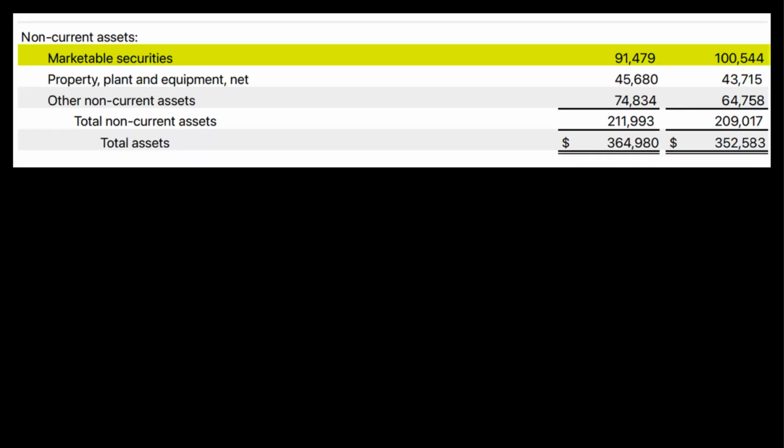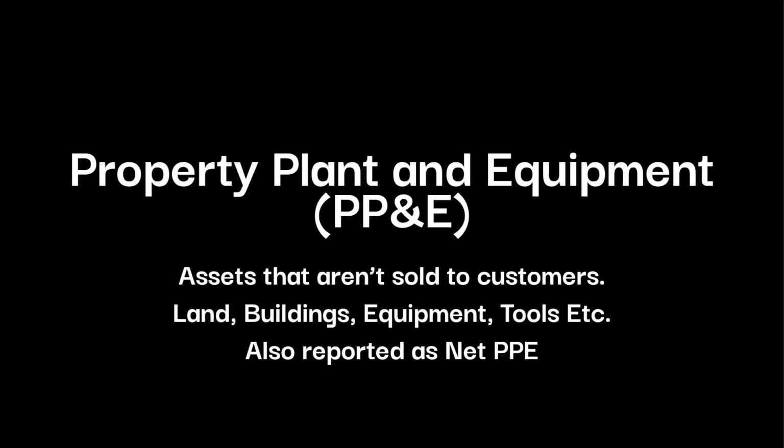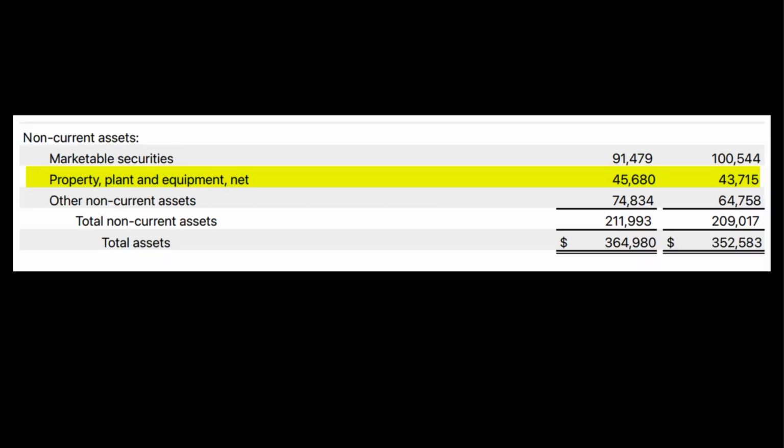So you can see over here, marketable securities is at the very top because it is going to be the most liquid non-current asset. And then over here, it's just called investment and advances, right? 91,479. Next, you have property, plant, and equipment, PPE or PP&E. So assets that aren't sold to customers, right? Land, buildings, equipment, tools, right? And again, this is mentioned as net PPE. So property, plant, equipment, net, 45,680.